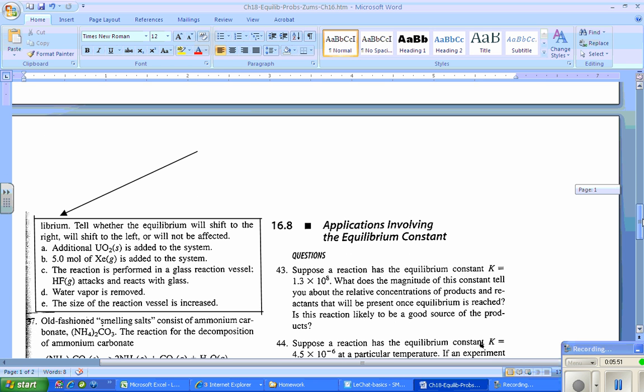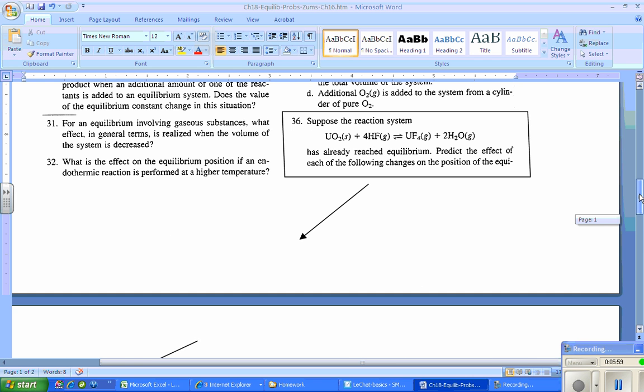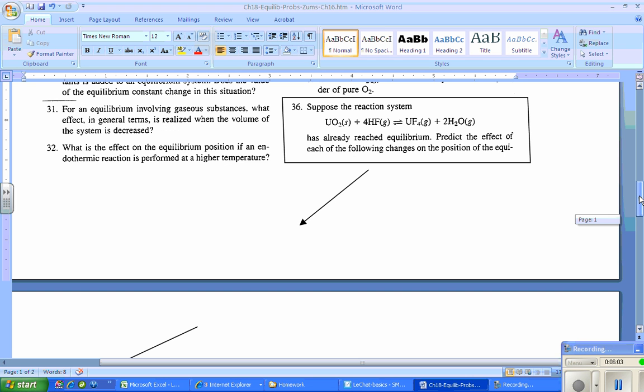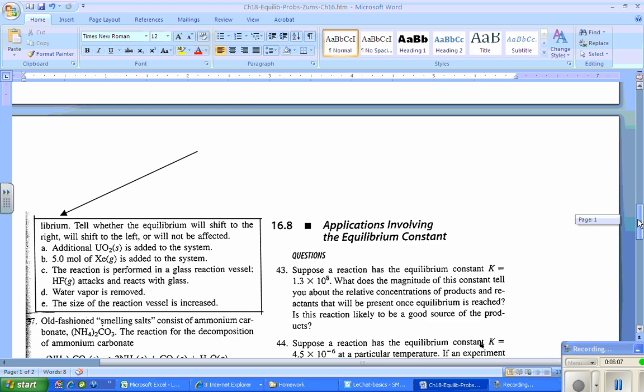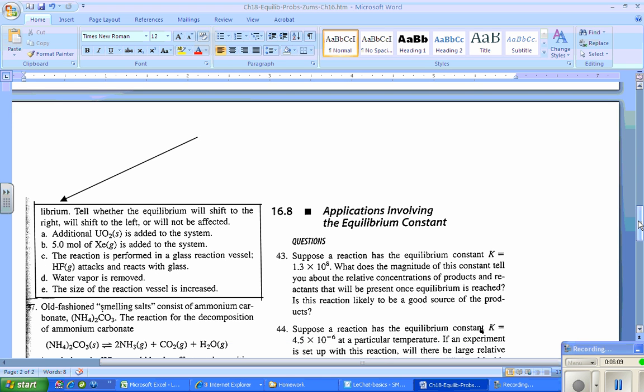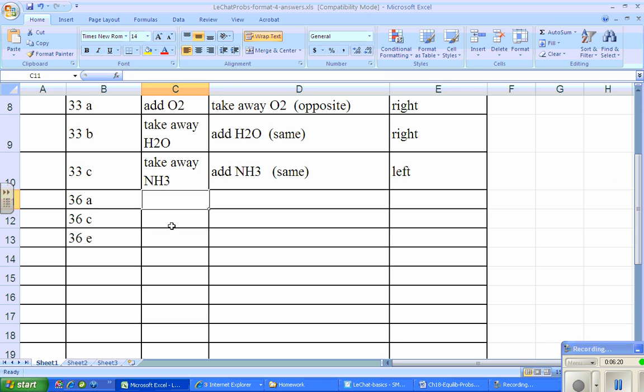So tell whether the equilibrium will shift to the left or to the right, or will not be affected. Same kind of directions we have gotten before. Suppose this reaction has already reached equilibrium, that's important, and predict the effect. So here we go. We'll do number A, which is going to be adding UO2 as a solid is added to the system. So let's go over here.